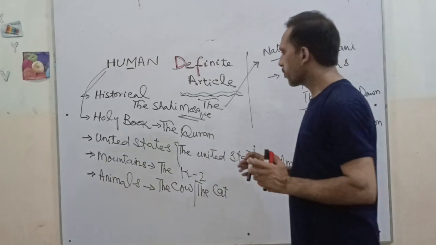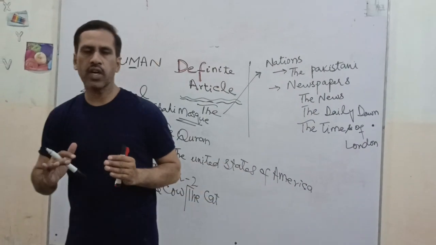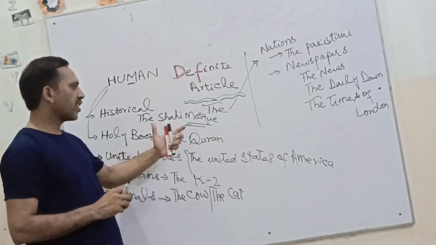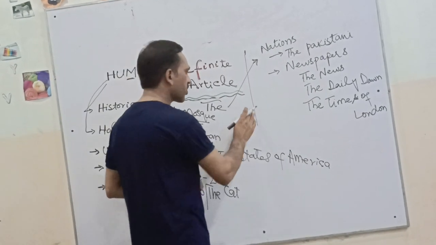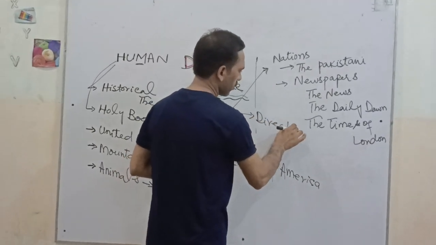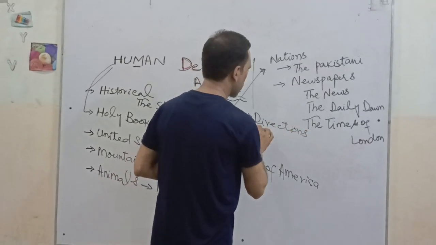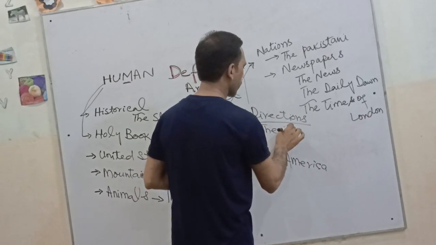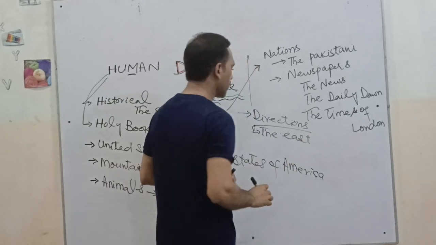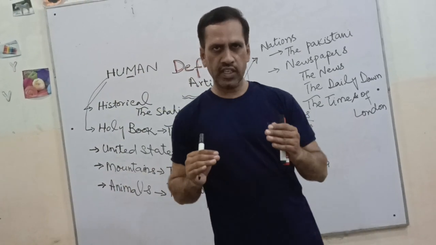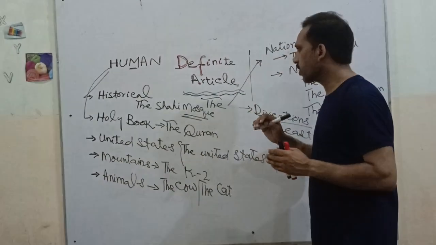So some other uses of the article "the" as a definite article: "the" is always used with directions. For example, we can say the east, the west.